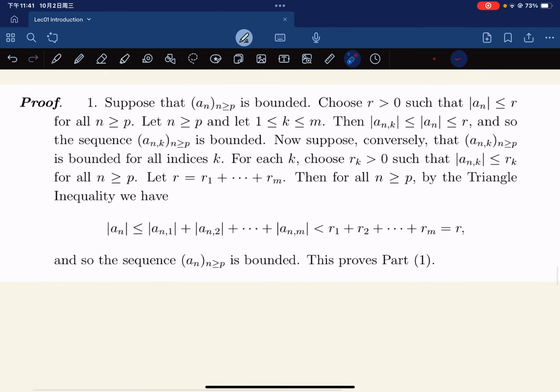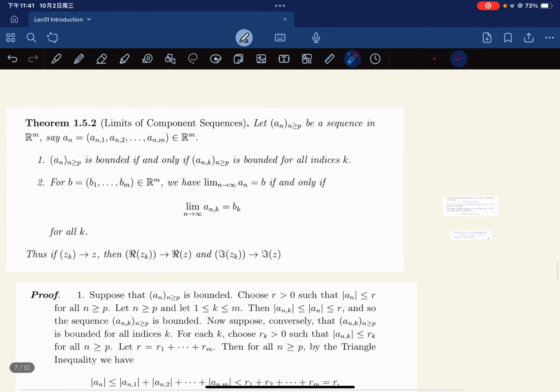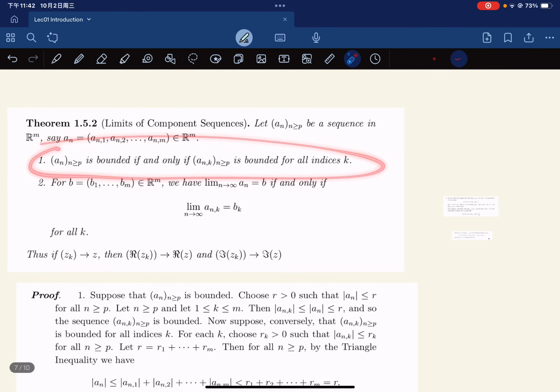Then by the triangle inequality, this is less than or equal to this. The norm we use in R^m is the Euclidean norm, or sup norm or anything. If you took multivariable calc, you should be comfortable with this. And yeah, so a_n is also bounded. So the sequence is bounded if and only if each component is bounded.